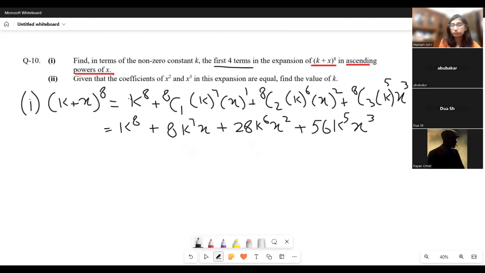Part 2. The answer is correct for part A. Okay, part B. Given that the coefficient of x squared and x cubed in the expansion are equal, find the value of k. So they're telling you that this x squared coefficient and this x cubed coefficient are equal. Find the value of k. So what you'll do is equate them.